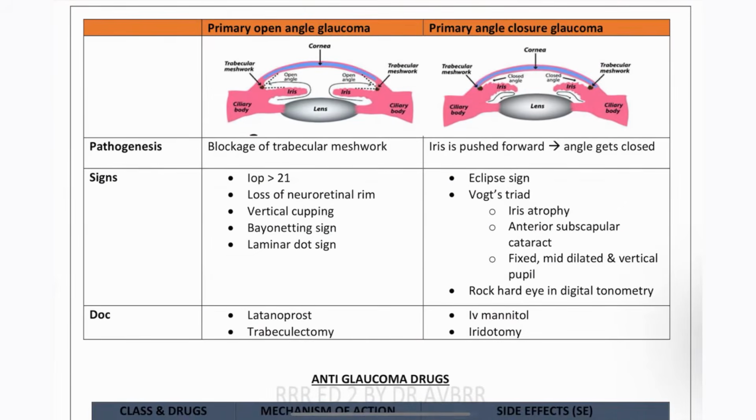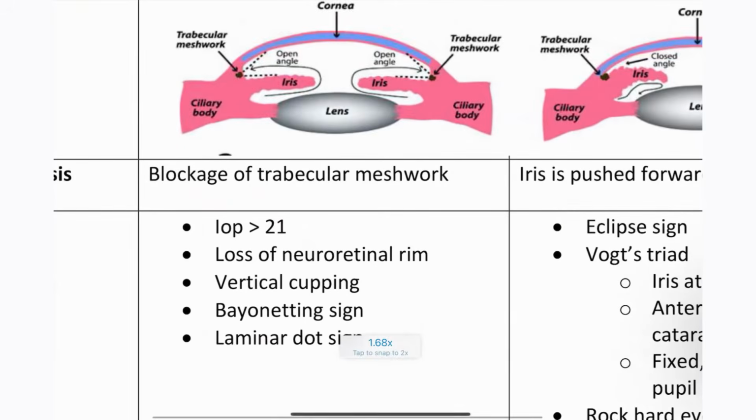Next, moving on to glaucoma: primary open angle glaucoma and primary angle closure glaucoma. Open angle glaucoma means the patient has a problem with blockage of the trabecular meshwork. The fluid has to drain through the trabecular meshwork, but this mesh is already blocked. For example, in our sink, if something is lodged, the fluid is going to accumulate there, right? Same here, the trabecular meshwork is blocked. So when you check the intraocular pressure, it will be very high, more than 21.